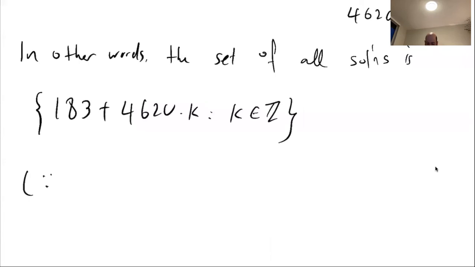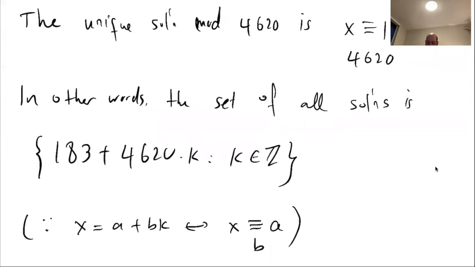So I can also mention here that X equals, let's say, A plus BK if and only if X is A mod B, right? So these two are equivalent. Now my A is 183 and my B is 4,620. But whenever X is A plus BK for some integer K, I can say that X is A mod B, and also conversely.